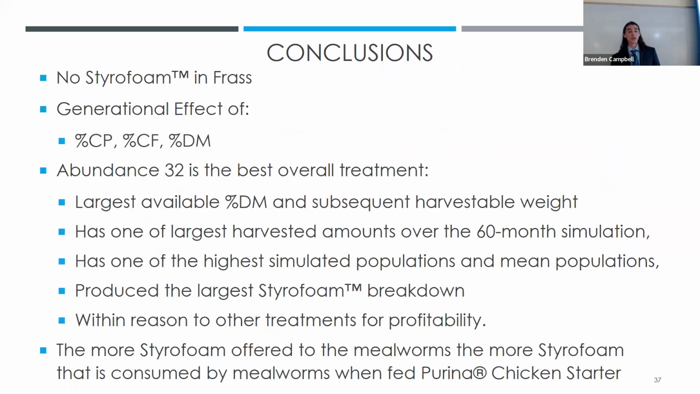So for our conclusions, first, we found that there was no styrofoam in frass of any treatment or any generation. We did find a generational effect of percent crude protein and percent crude fat, as well as percent dry matter. And it was determined that the Abundance 32 was the best overall treatment. That was because it had the largest available percent dry matter and subsequent harvestable weight, and it had the largest harvestable amounts over that 60-month simulation.